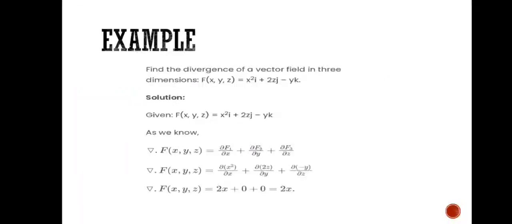Here is an example to solve: x square i plus 2z j minus y k, and the answer comes out to be 2x plus 0, which gives 2x.